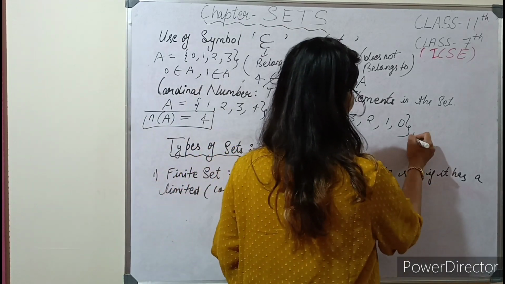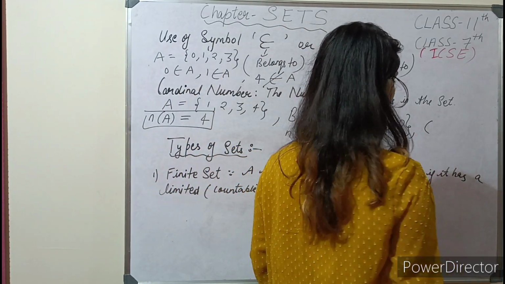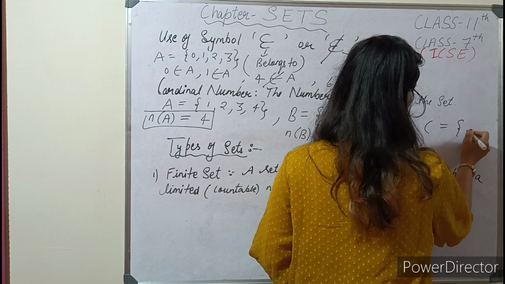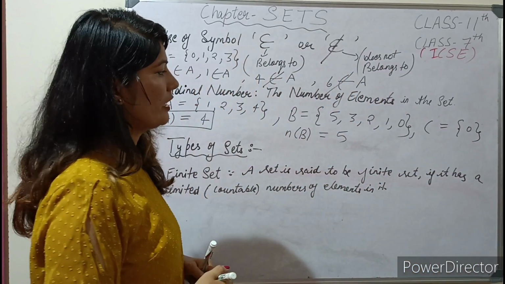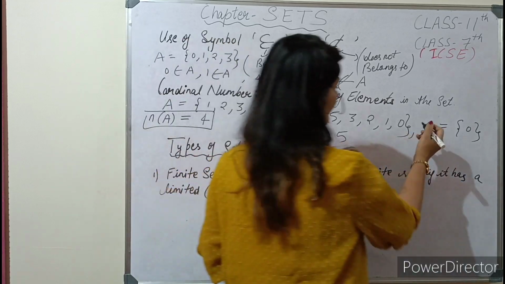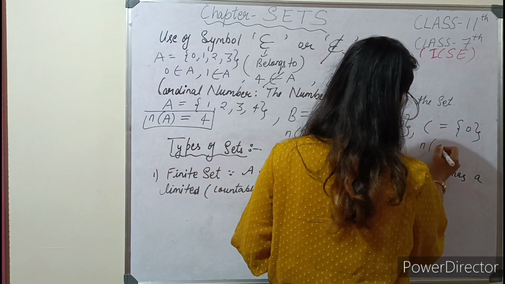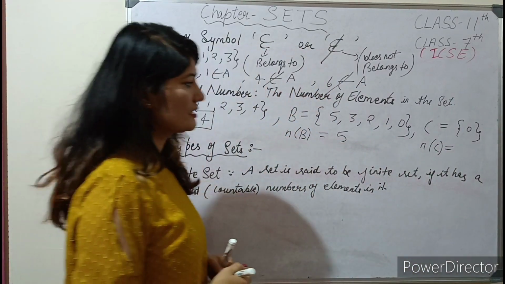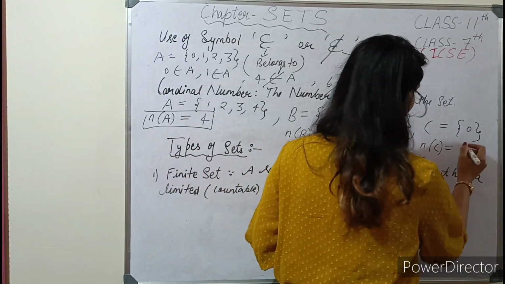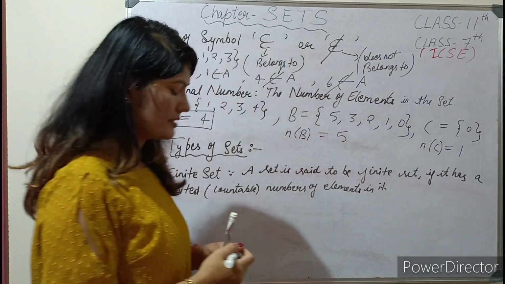Now if I take one more example, suppose C is a set of element 0. Now if you have to find the cardinal number for the set C, you write n and bracket C. So the cardinal number for the set C is 1, because there is only one element in the set.